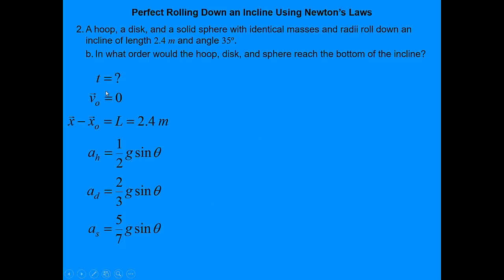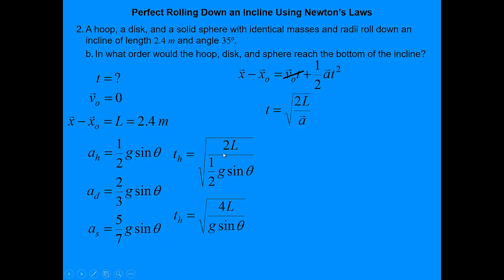So which kinematic equation has time, initial velocity, displacement, and acceleration? Yes, the ever-popular third. With 0 initial velocity, that term drops out. Solve for the time. It's the square root of 2L over A, where L is the length of the incline, how far it's going to roll. And these are the different A's. So this is the generic answer. Let's plug each one of these in. Flip the 1/2 to the top, because I don't like fractions in my fractions.